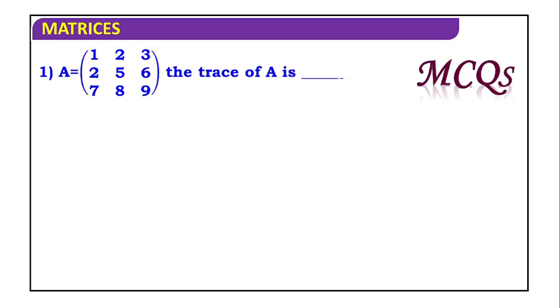Let us solve some MCQ questions. Question number 1. A matrix contains totally 9 elements. Then the trace of A. Trace of A means the sum of diagonal elements. Here 1, 5, 9 are the diagonal elements. What are the options here? 6, 15, 24, 18. Now find the sum of diagonal elements. 1 plus 5 is 6, 6 plus 9 is 15. That's why the second option is right.